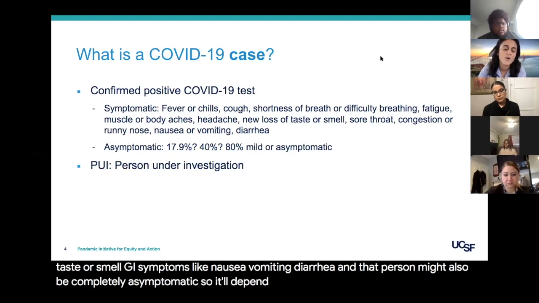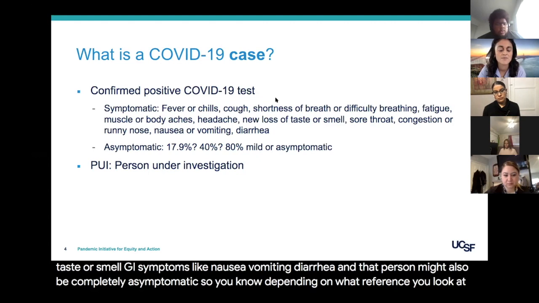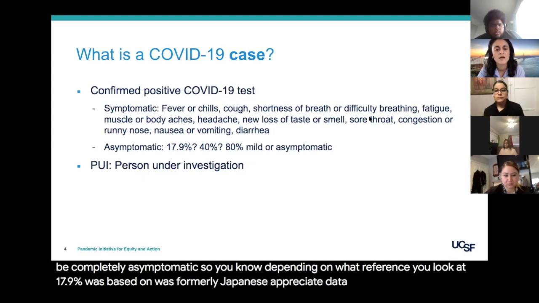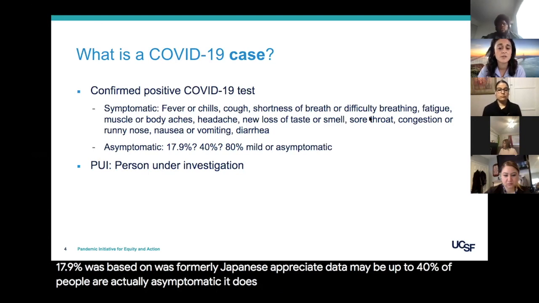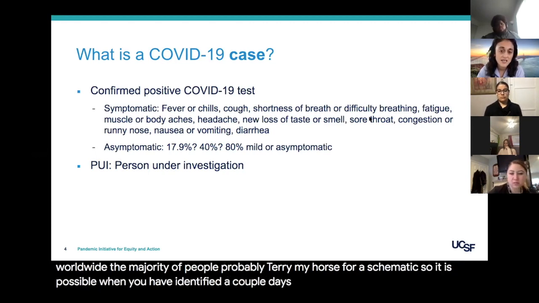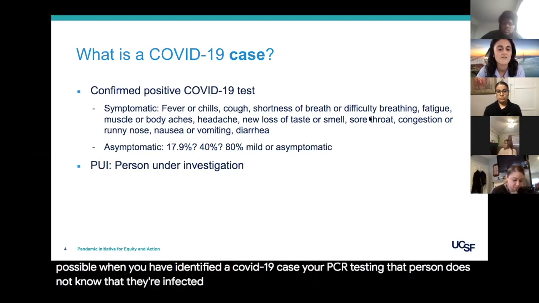So, depending on what reference you look at, 17.9% was based on this early Japanese cruise ship data. Maybe up to 40% of people are actually asymptomatic. It does seem clear, the more and more cases there are worldwide, that the majority of people, probably around 80%, have either a very mild course, like an upper respiratory infection, or are asymptomatic. So it is possible when you have identified a COVID-19 case through PCR testing that that person does not know that they're infected and does not feel ill.